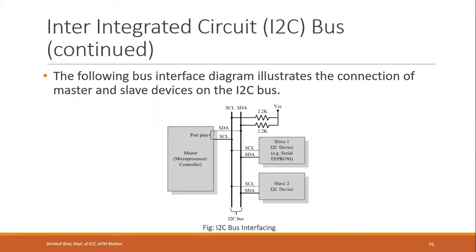The clock helps in synchronization, and data is used for half duplex communication. That means on the same data line, the data is sent in both directions, from the master to the slave and from the slave to the master, but only in one direction at a time. So it is a half duplex model. We have seen this.